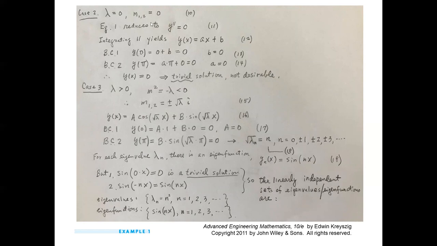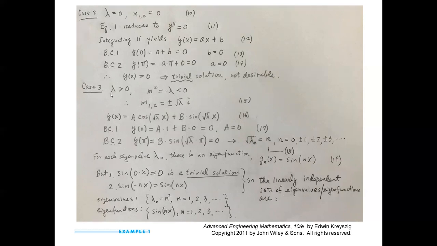And we can integrate the original given equation. It reduces to y double prime equal to zero because lambda equal to zero. The second term in the given equation doesn't exist. Integrating this equation two times, we get this linear equation. And then apply the boundary condition to this equation, we found that two constants are zero. So again, we have a trivial solution, which is not what we wanted. So we have to go to case three.